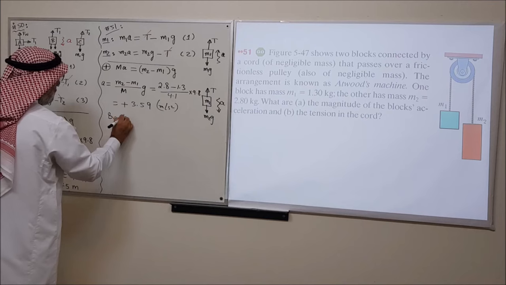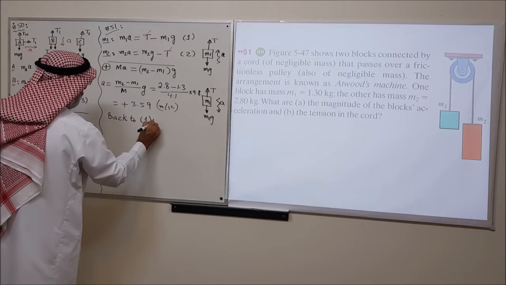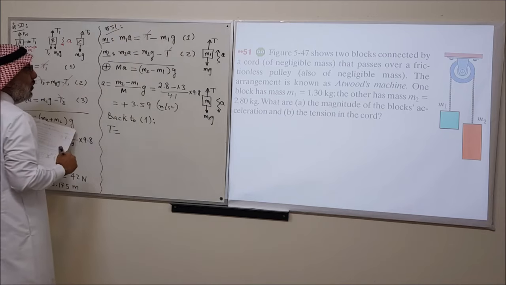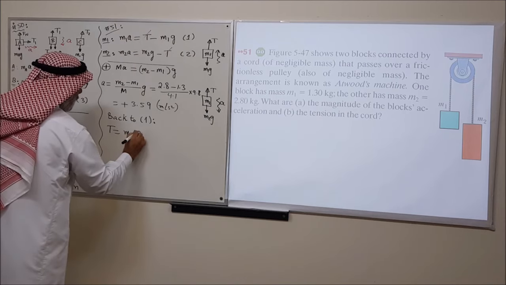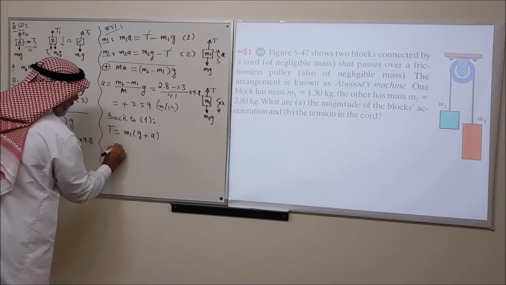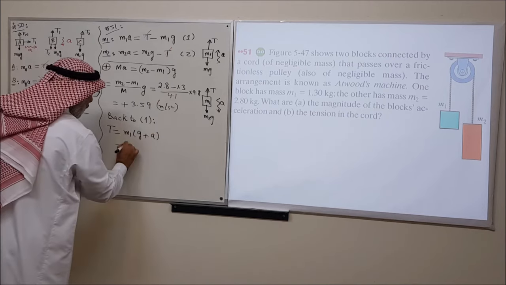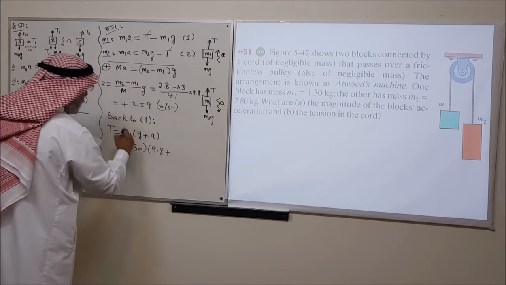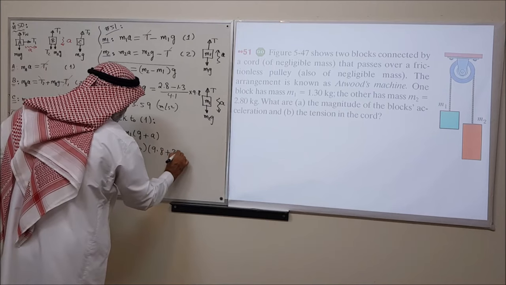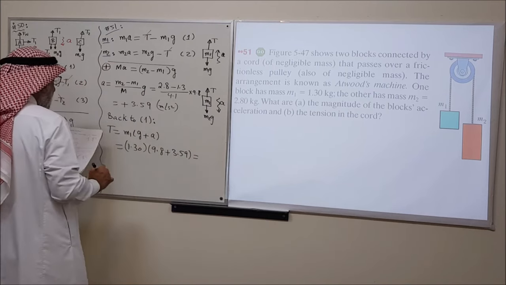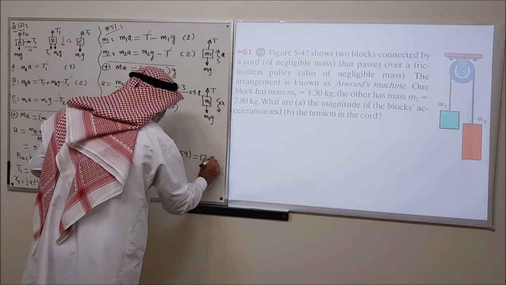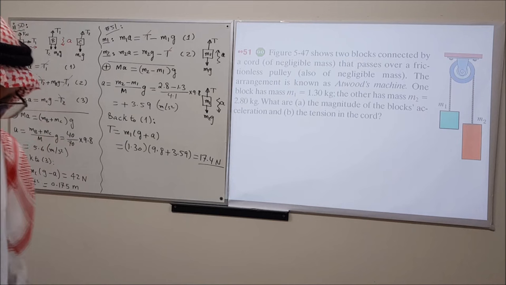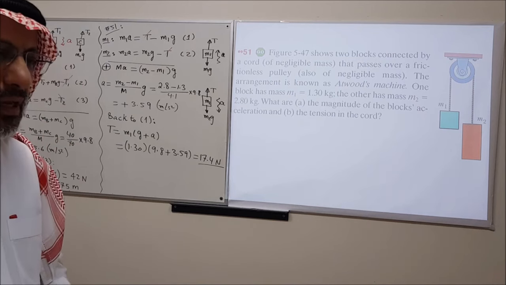Back to equation one. The tension T: take this to that side and take M1 as a common factor. It will be M1 times G plus A, and that will be equal to 1.30 multiplied by 9.8 plus 3.59, and that will give us the tension as 17.4 newtons. There we have the tension in the system. And this is the analysis of the famous Atwood machine.